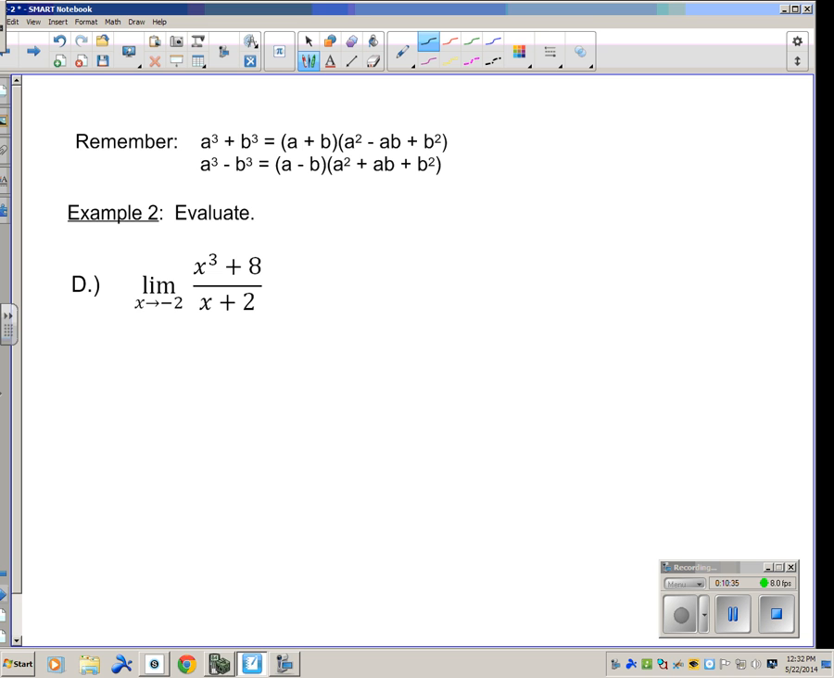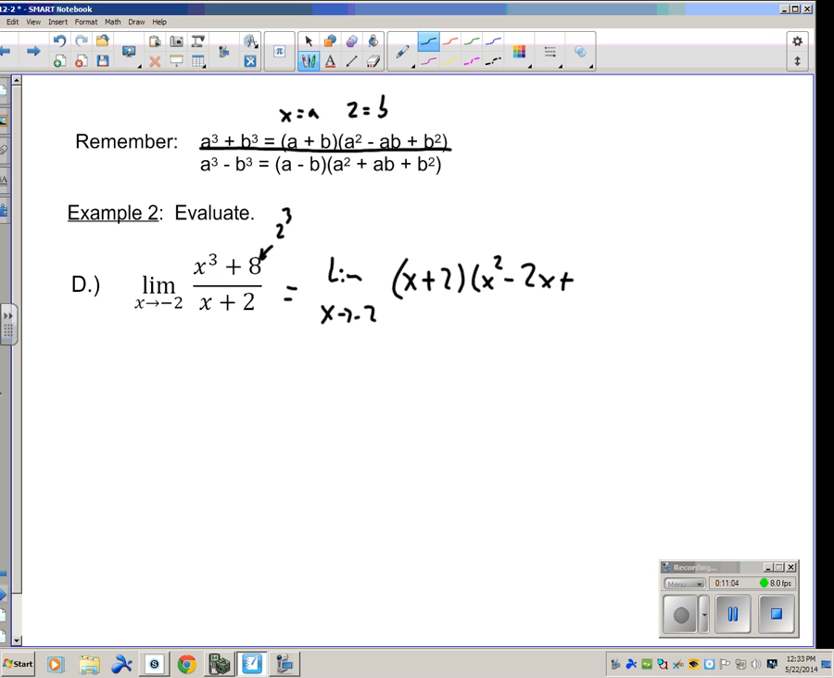And then remember these. Sometimes if you've got a cube here, you're going to have to use that. So I can't use direct substitution, so I'm going to see that this 8 here is like 2 to the third. So that's matching this first formula up here, where my x here is a, and my 2 here is b. So I'm just going to plug them right in there. So to do that, I get x plus 2 times x squared minus 2x plus 4 all over x plus 2. Notice the numerator and denominator have that common factor of x plus 2. They're going away.